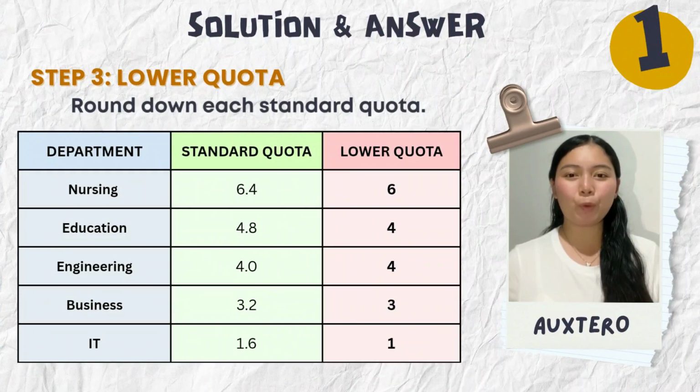In this step, we round down each standard quota to the nearest whole number to get the lower quota. For nursing, 6.4 becomes 6. For education, 4.8 becomes 4. For engineering, 4.0 becomes 4. For business, 3.2 becomes 3. And for information technology, 1.6 becomes 1.